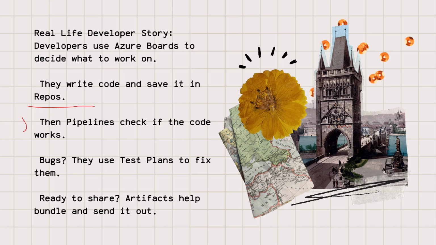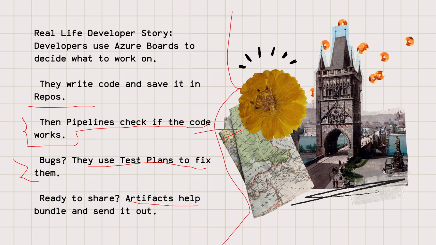Then pipelines come in and check whether the code is working or not. If there are any bugs, they use test plans to fix them. And if your code is ready to share, then we use something called artifacts to deploy it. So basically this is how your Azure works.